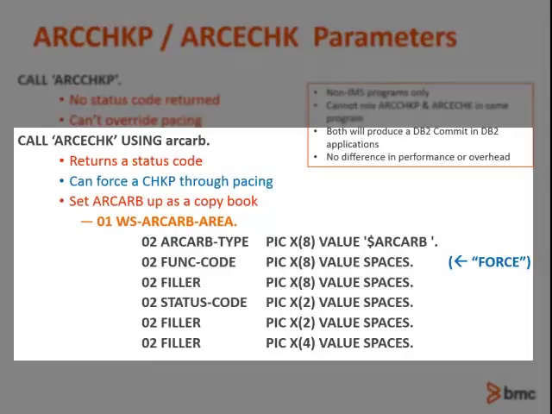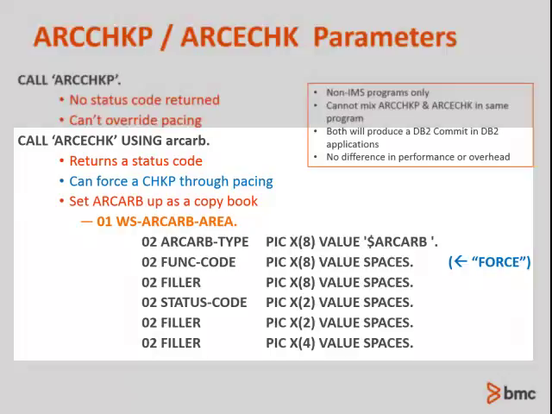The ARC-E checkpoint call provides additional levels of control to the developer through the use of the application request block, or ARB. Specifically, the ARC-E checkpoint allows the developer to override the effects of checkpoint pacing by moving a value of force to the function code variable. This causes the pacing filters to ignore the checkpoint request and allow it to pass through without any interference. Be sure to reset function code back to spaces after the checkpoint has been completed. After the ARC-E checkpoint call, the program must test the status code to ensure that a successful checkpoint was completed. Both forms of checkpoint will generate a DB2 commit for programs running under DB2.